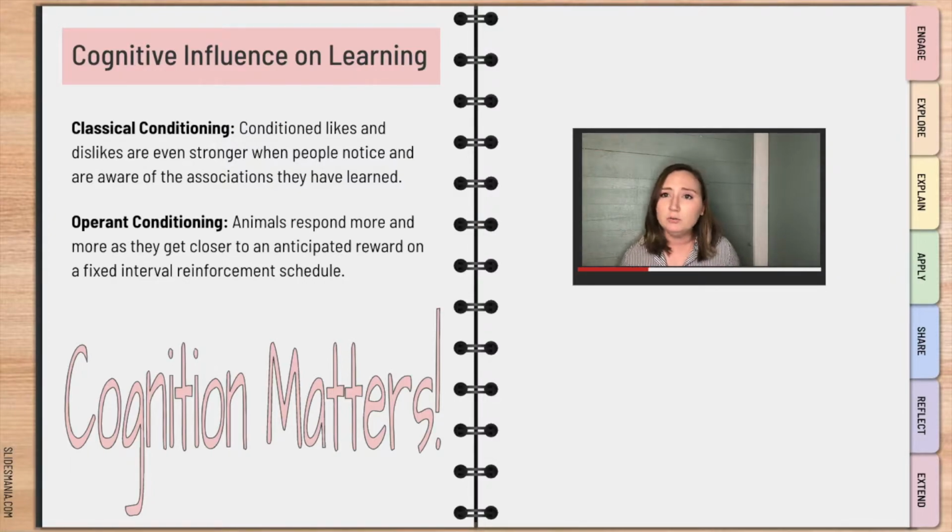When you know that on the 15th of every month you crave chocolate, that association grows stronger. Operant conditioning: animals respond more and more as they get closer to an anticipated reward when they're on a fixed interval schedule. So if they know that every 5 times they're going to get a reward, when they get to number 3 or number 4, their responses get stronger. In other words, your cognition, the way you think about something, matters. It plays a role in your classical and operant conditioning.